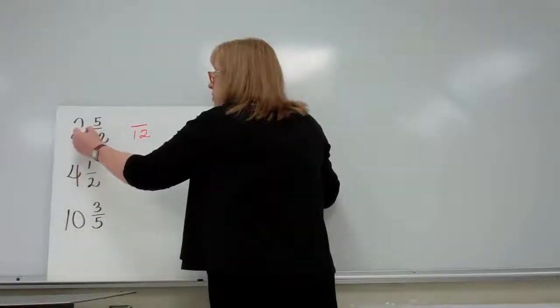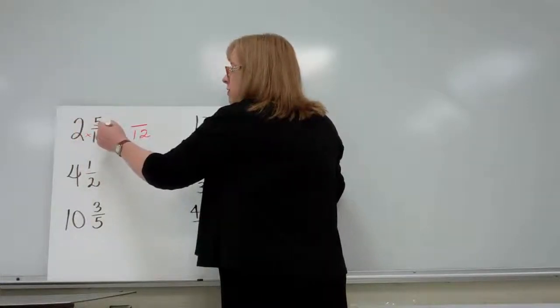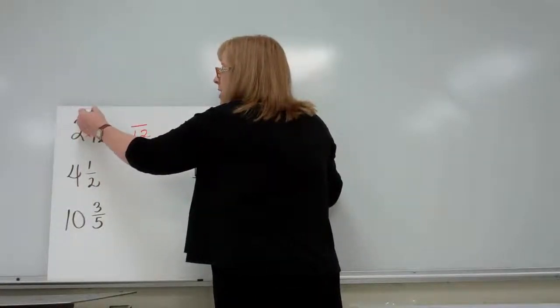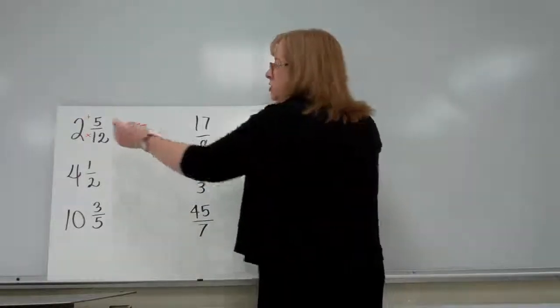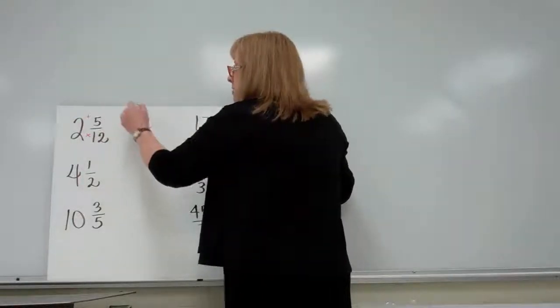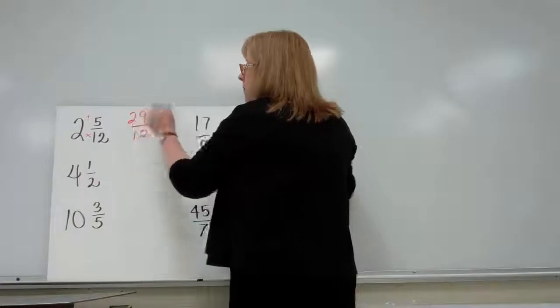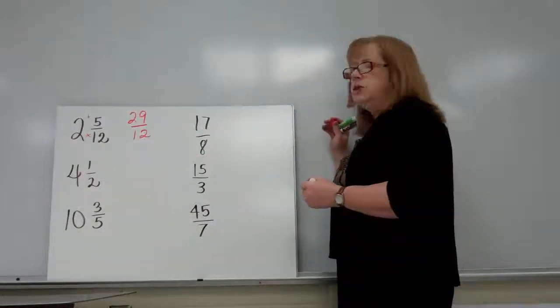So what we do is we multiply here. 2 times 12 is 24. And then we have to add the extra part, plus 5. So 2 times 12, 24, plus 5, 29 twelfths. Okay? So that's the equivalent.